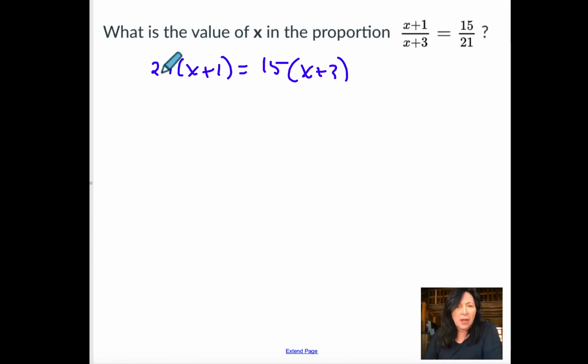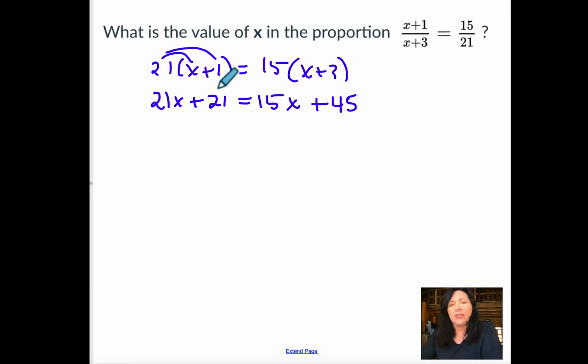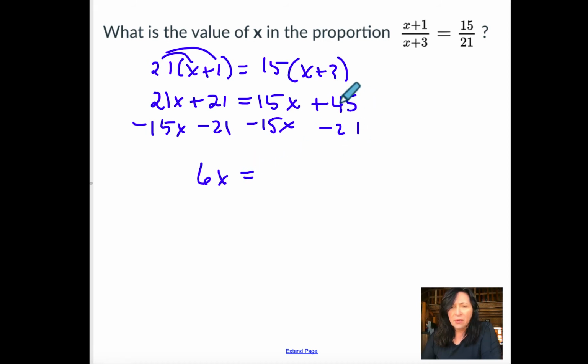We can distribute, and by distributing each one, we're going to get 21x plus 21 equals 15x plus 15 times 3, which is 45. We're going to subtract 15x's from both sides, and we're going to get 6x's. I'm going to subtract 21 from both sides, and I get 6x equals 24. And so x is going to equal 24 divided by 6, which is 4.